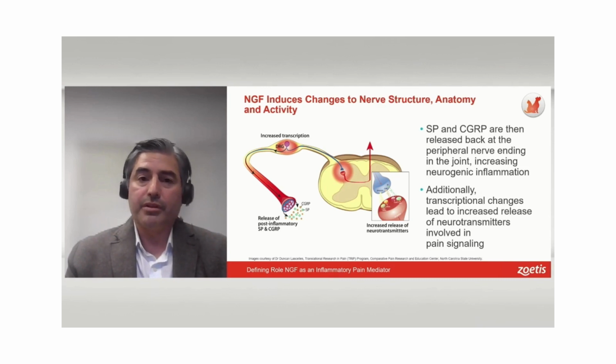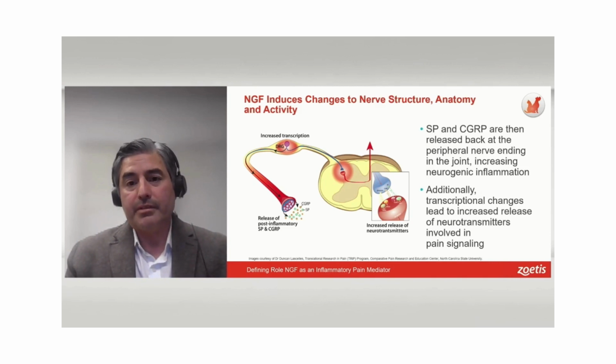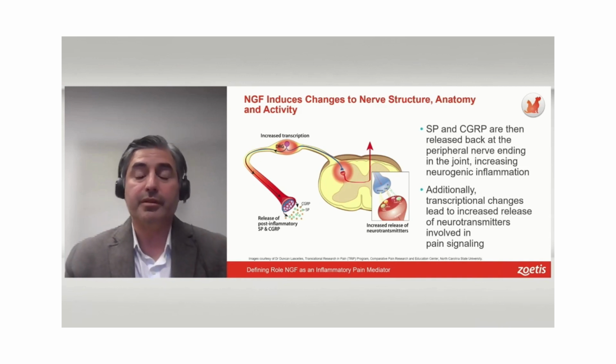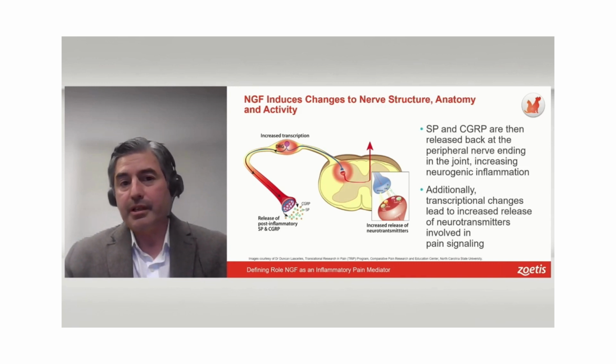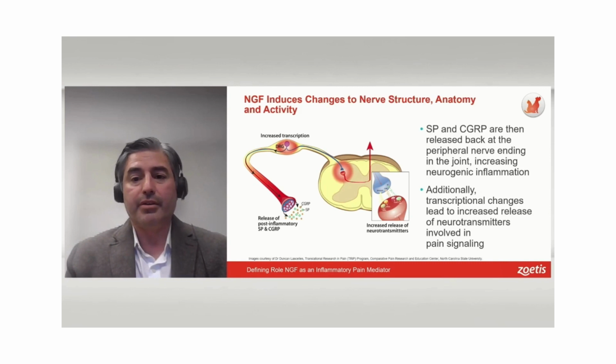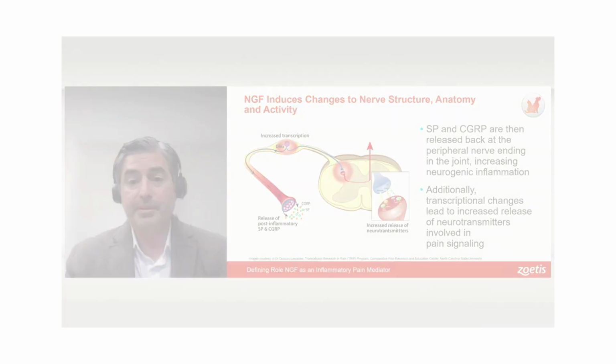The other thing that occurs is once these genes are transcriptionally regulated or upregulated, you get neuropeptide release back at the peripheral nerve ending and into the joint, which will then, of course, further increase inflammation as well as pain sensitization. Other transcriptional changes that can occur are the increase of neurotransmitters, of course, in terms of communication with the neurons, not only from the peripheral nervous system, but up into the central nervous system through the spinal cord and into the brain for perception.